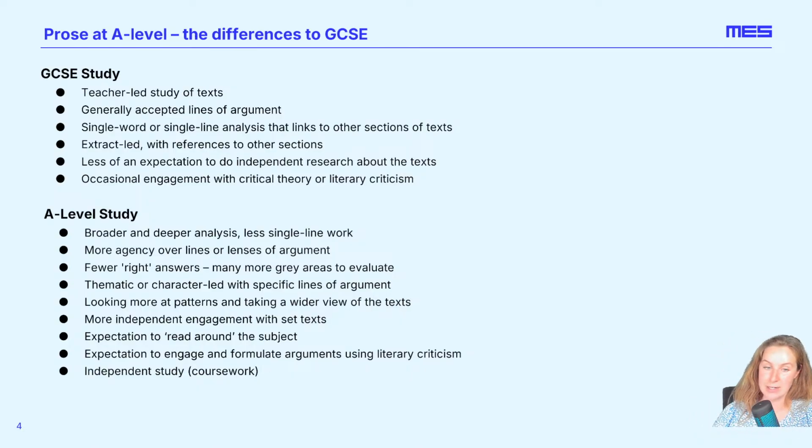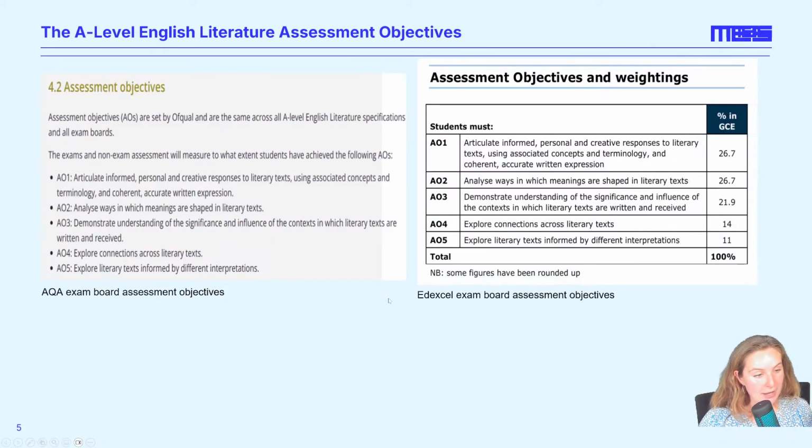If you're interested in things like critical race theory, in queer theory, in post-colonial lenses or feminist lenses, then this is the idea that you'll be able to bring in. Fortunately, on the A-level specification, there are a lot of texts that can hold up and be robust with that content. Just taking a look at two of the exam boards for A-level, the assessment objectives you'll see are extremely similar in that the wording even for a lot of this is the same.